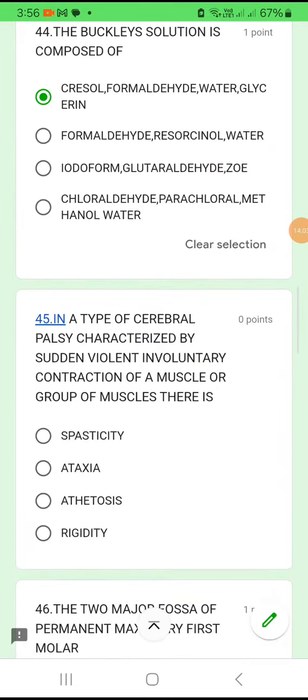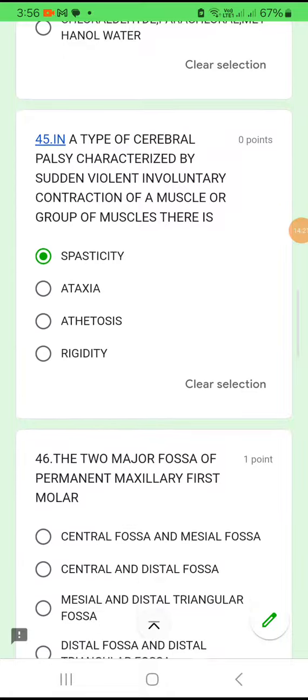Okay. Question number 45. In a type of cerebral palsy characterized by sudden violent involuntary contraction of a muscle or a group of muscle, there is spasticity, ataxia, athetosis or rigidity. Okay, there is a sudden violent involuntary action. So it is spasticity. Okay.